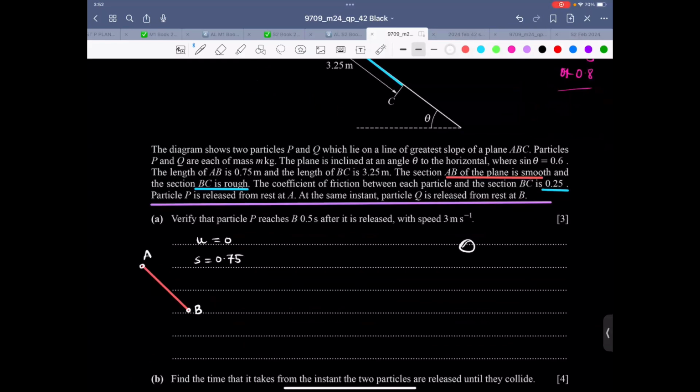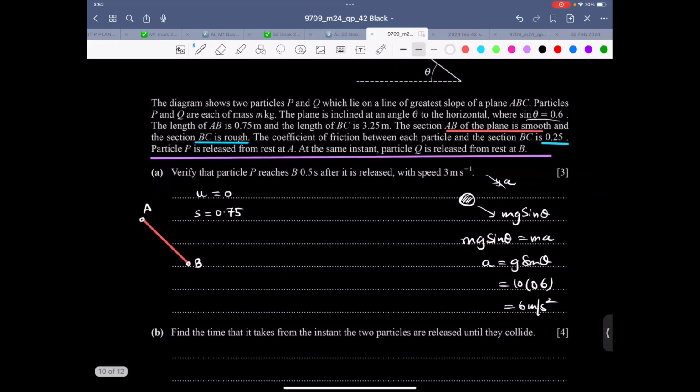So just a rough diagram over here. This is mg sine theta. There is no resistive force, equals to ma. So mg sine theta equals ma. Therefore, a is g sine theta. The value of sine theta is 0.6. So this is 10 into 0.6. This comes out to be 6 meters per second square. So that is the value of acceleration.